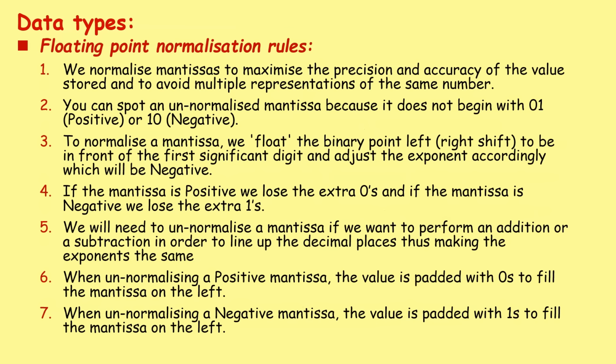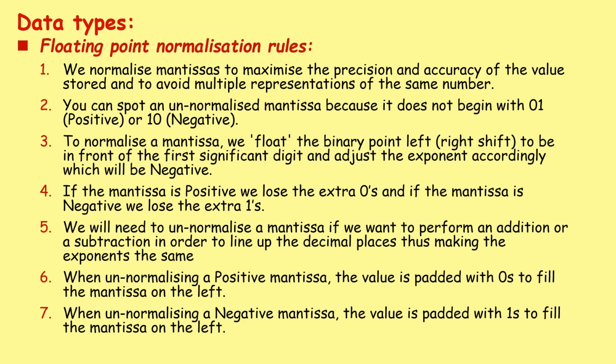Floating point normalization rules. We normalize mantissas to maximize the precision accuracy of the value stored and to avoid multiple representations of the same number. You can spot an unnormalized mantissa because it does not begin with 0, 1 or 1, 0. To normalize a mantissa, we float the binary point left, right shift, to be in front of the first significant digit and adjust the exponent accordingly, which will be negative. If the mantissa is positive, we lose the extra zeros, and if the mantissa is negative, we lose the extra ones.